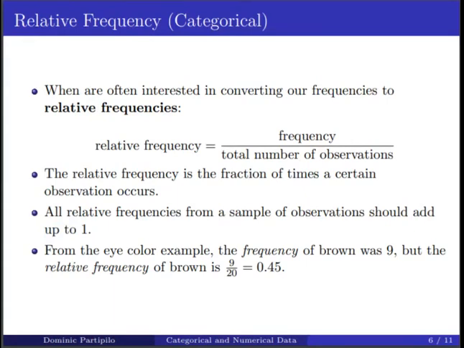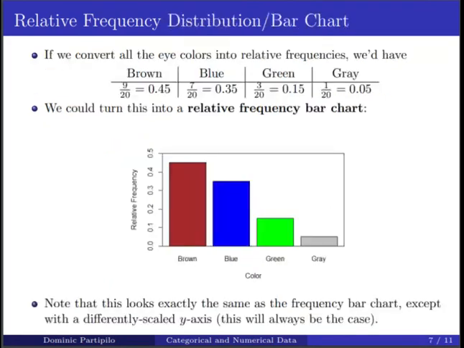An example of a relative frequency from the eye color example: we had 9 people out of the 20 who had brown eyes. So our relative frequency is going to be 9 divided by 20, or 0.45.